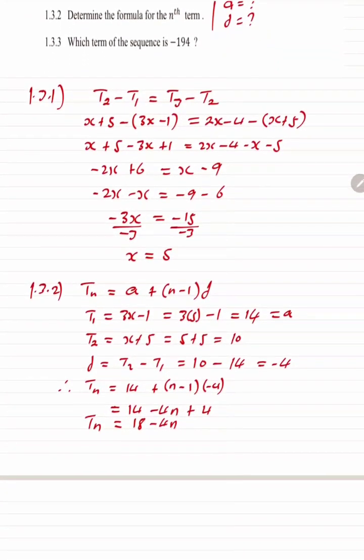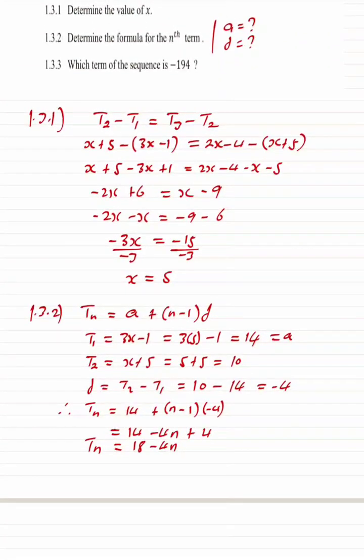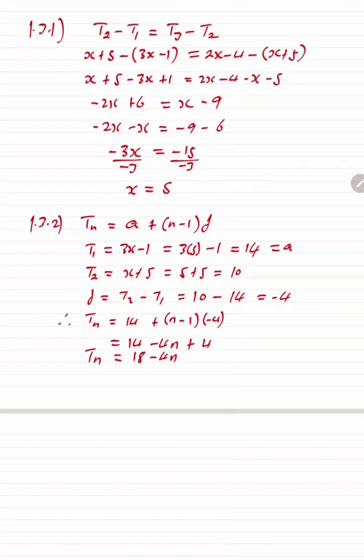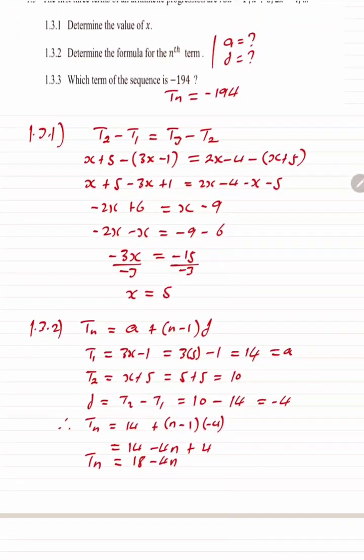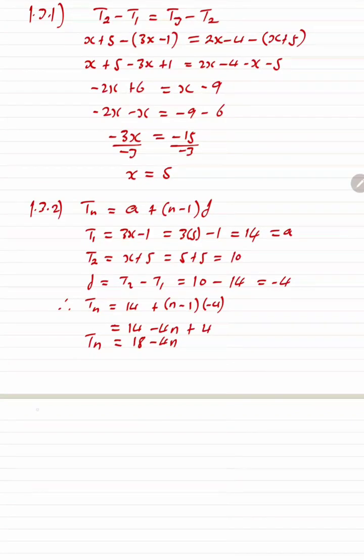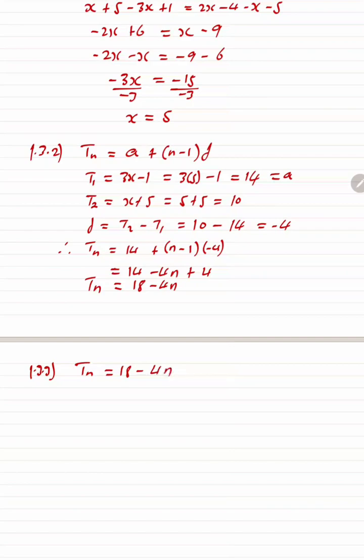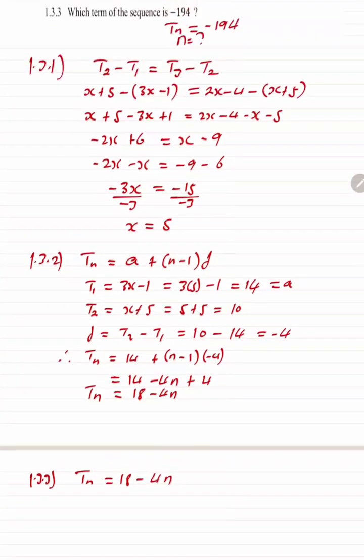Then the next question says, which term of the sequence equals minus 194? So here you are given the value of Tn. They want to know what n is. So you come to the answer that you got above. So we know that Tn equals 18 minus 4n. Replace Tn with its equivalent according to the question.